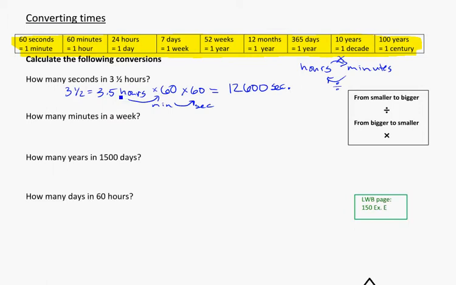Again, I'm thinking that 3.5 hours, well, if I want to find out how many minutes that is, I'll times by 60, because there's 60 minutes in 1 hour, and then I'll times by 60 again, because there's 60 seconds in 1 minute. So going from a bigger, longer unit, like hours, down to seconds, I'm going to times each time I go along.